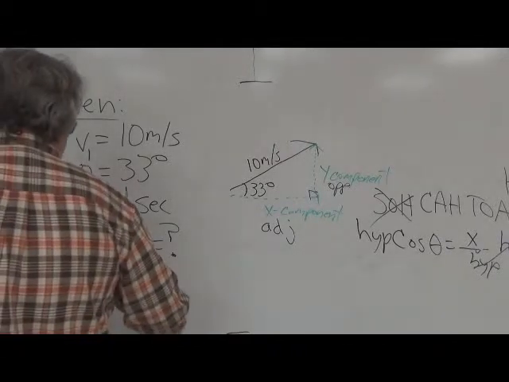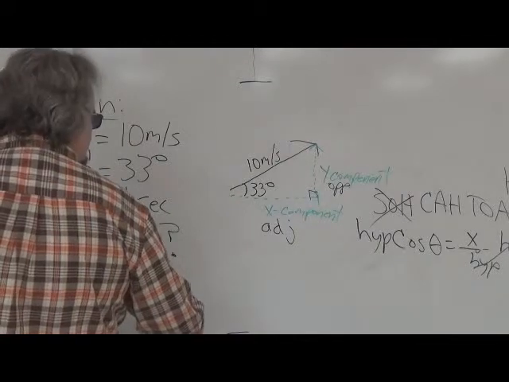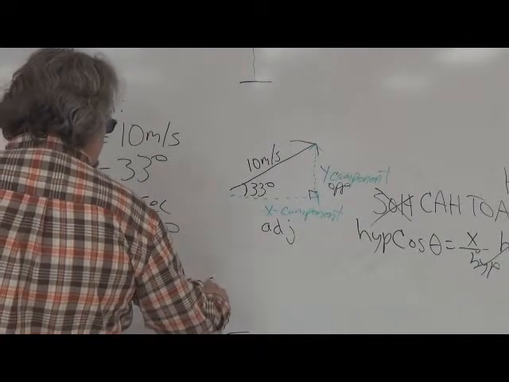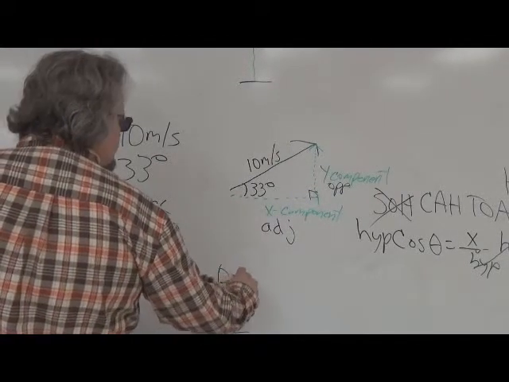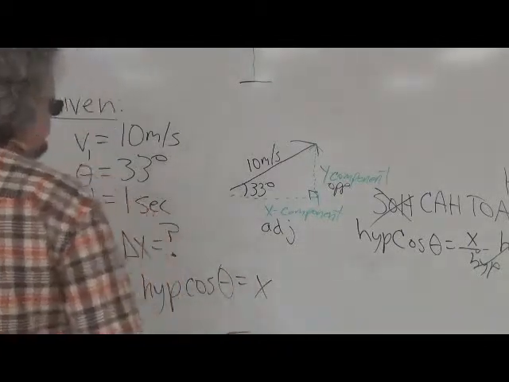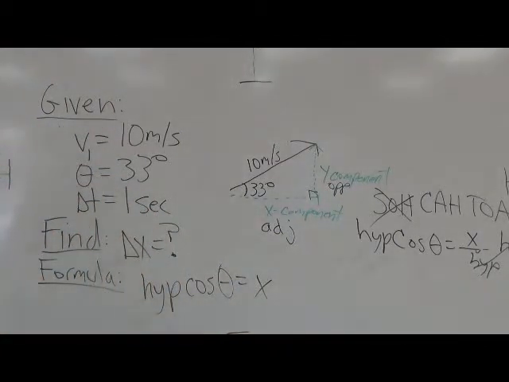Alright, so it's going to be the hypotenuse times cosine angle equals x. So that will tell us what the velocity is going to be in the x direction.